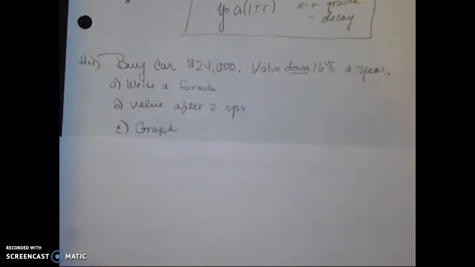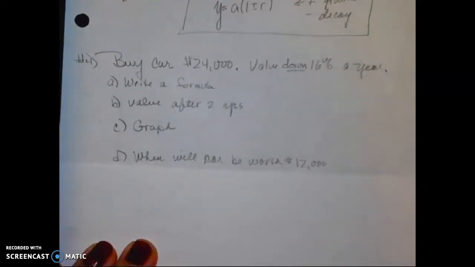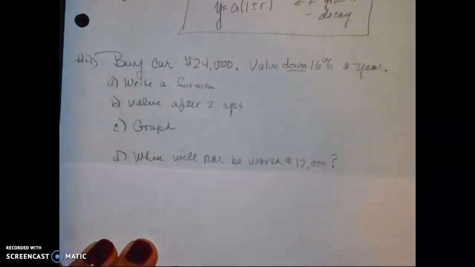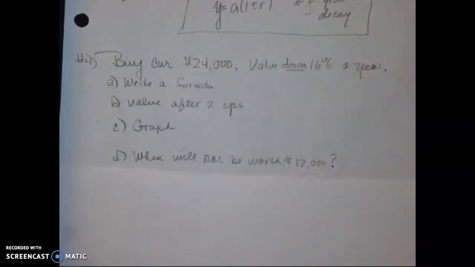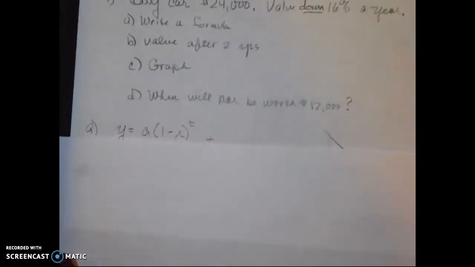What does the graph look like? These are general sketches. You can use your graphing calculator. And when will the car be worth $12,000? Suppose you want to make sure that you trade it in before the value of the car is too low. So the value goes down, so this is the formula that we are going to use.